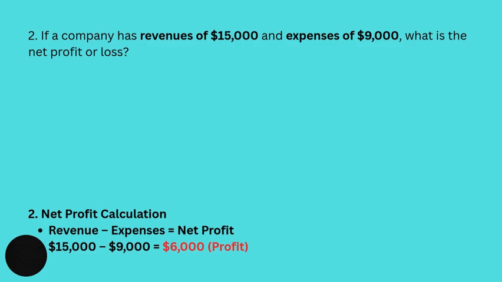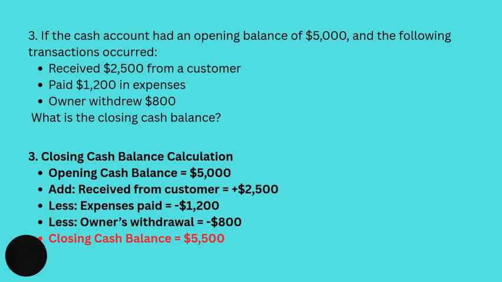Let's keep this in mind as we move to our next calculation. Now let's move on to calculating the closing cash balance, which is fundamental to understanding cash flow management. We started with an opening cash balance of $5,000. First, we add the $2,500 we received from a customer. This enhances our cash position.